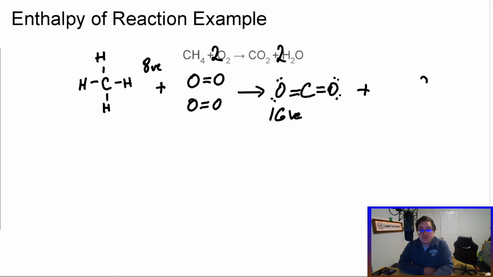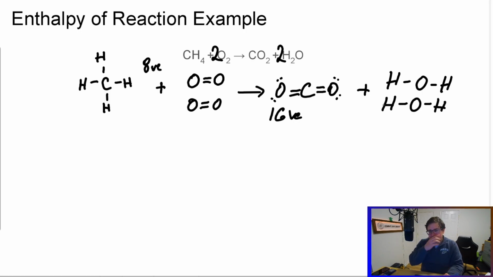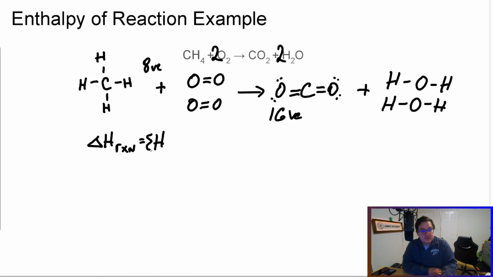And then we have 2 water molecules, just like the last example. So I'm just going to draw these, and we're going to assume they're going to be good. Okay. We've drawn our molecules. We've drawn how many we've had. Now let's look at our change in enthalpy of the reaction. So bonds broken, the sum of the bonds broken minus the sum of the enthalpy of the bonds formed.